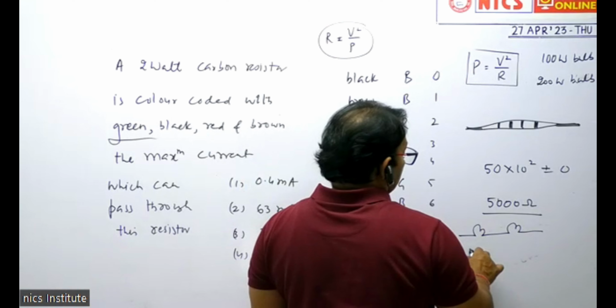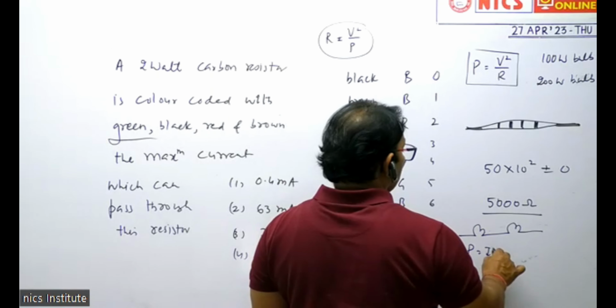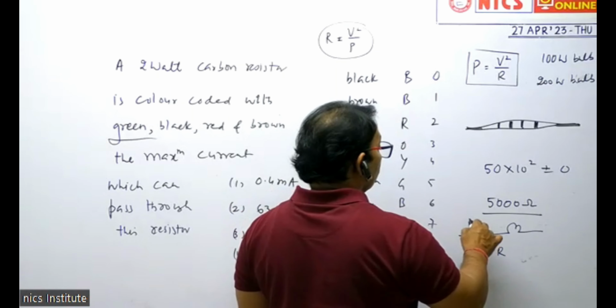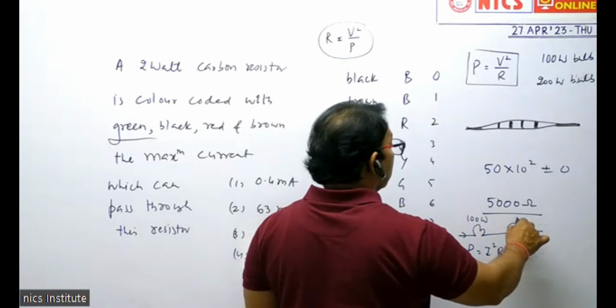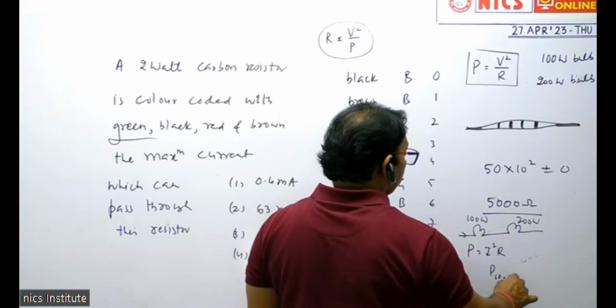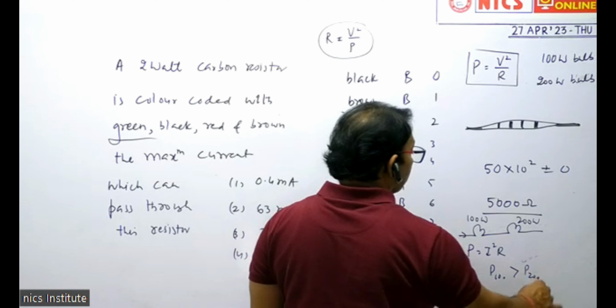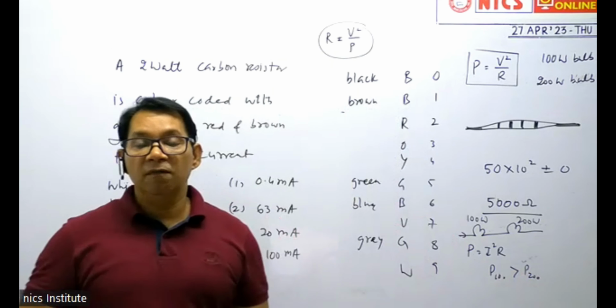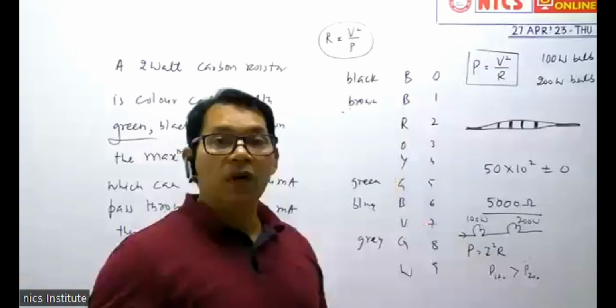So power consumed will be according to I squared R. The current will be the same. The resistance of the 100-watt bulb is more than that of the 200-watt bulb. As a result, the power consumed in the 100-watt bulb will be more than in the 200-watt bulb. So in series combination, the 100-watt bulb will glow brighter compared to the 200-watt bulb.